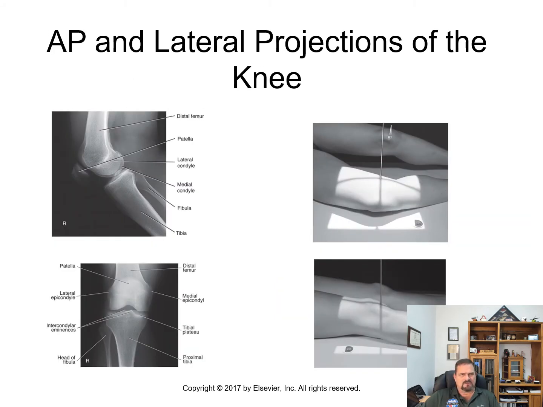All right, so this is AP and lateral projections of the knee. This is a pretty good shot here. This is anterior, posterior here at the bottom, and here's your lateral projection here. It shows you a nice representation of the right lateral to show the distal femur, the patella, lateral condyle, medial condyle, fibula, and tibia. And then, of course, your AP projection giving you all the representations of the articulations between the tibia, fibula, and also the femur.